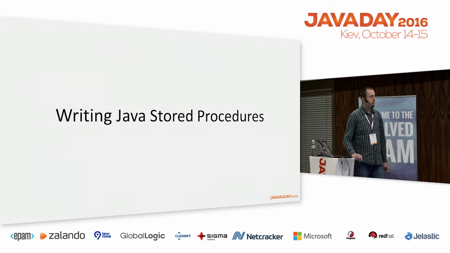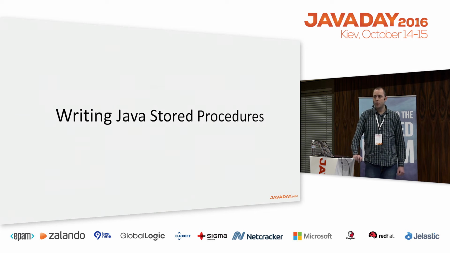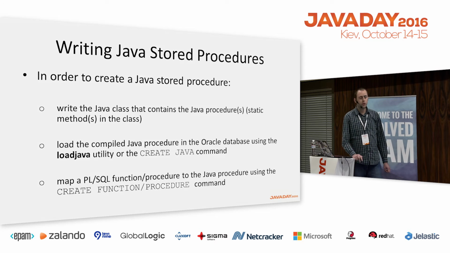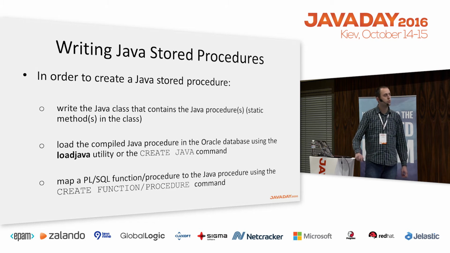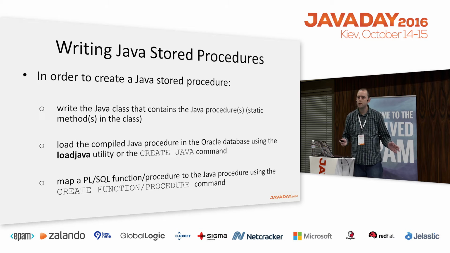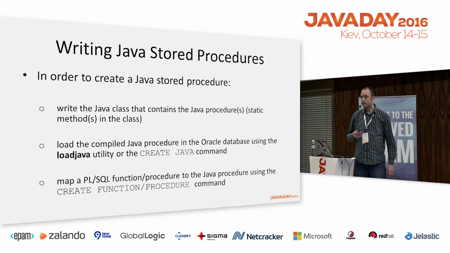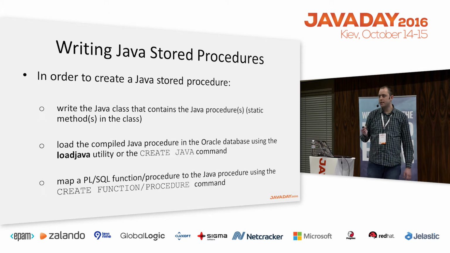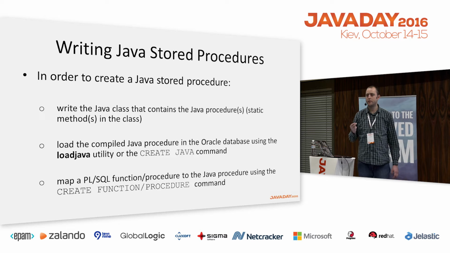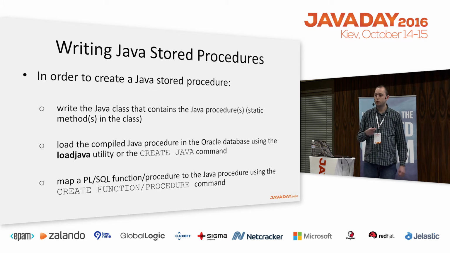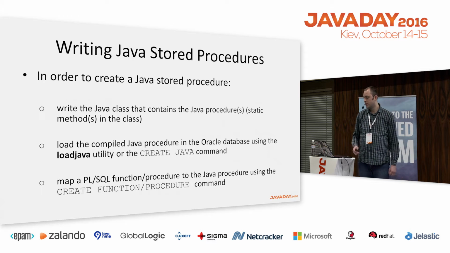Now, having said all of this, let's see how we can write Java stored procedures. What's the process of writing Java stored procedures? In order to create a new Java stored procedure, you need to create a Java class inside your integrated development environment. Then that Java class needs to have some static methods. And these static methods provide the logic for your Java stored procedures or functions.